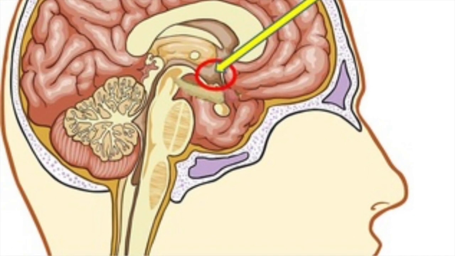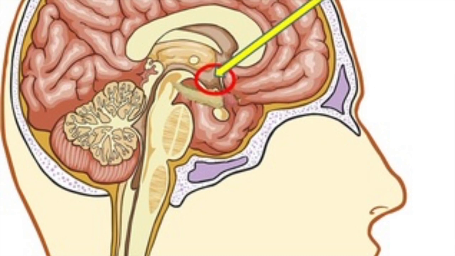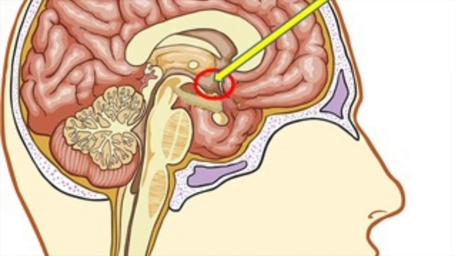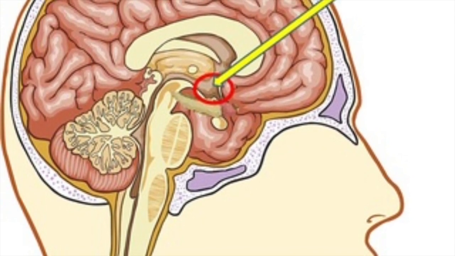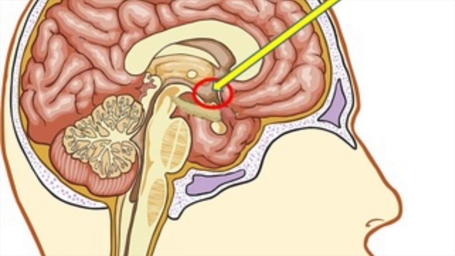The treatment often depends on the cause of hypothalamic dysfunction. For tumors, surgery or radiation may be needed. For hormonal deficiencies, missing hormones need to be replaced by taking medicine.